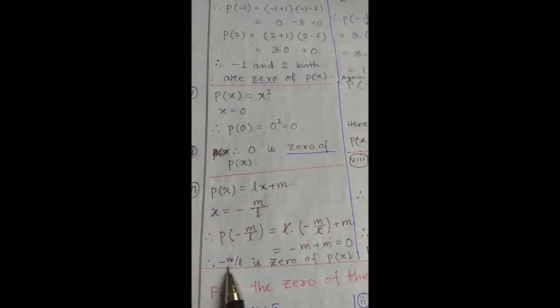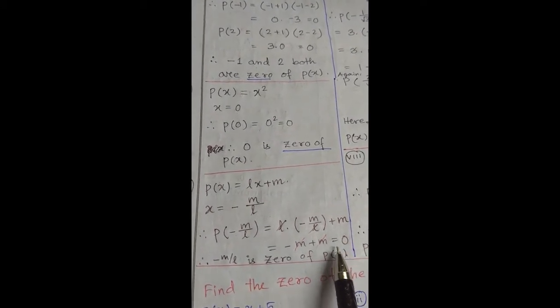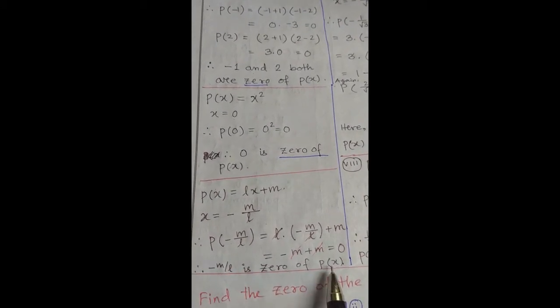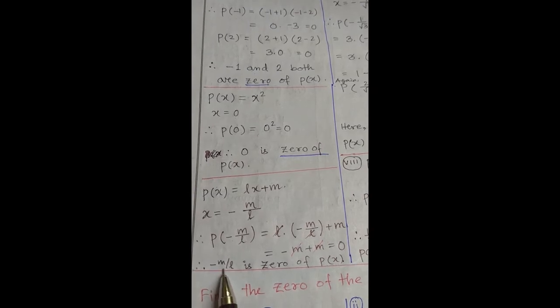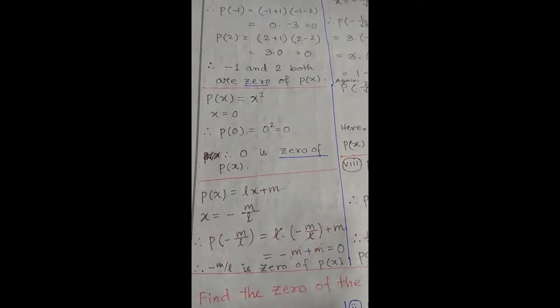So that means minus m by l is a zero of p(x). Look, every time, after finding whether it is 0 or not equal to 0, you have to write whether it is a zero or not. So here I am writing minus m by l is a zero of p(x).